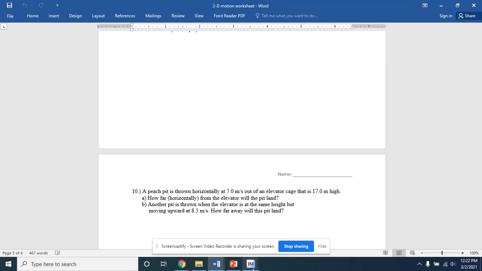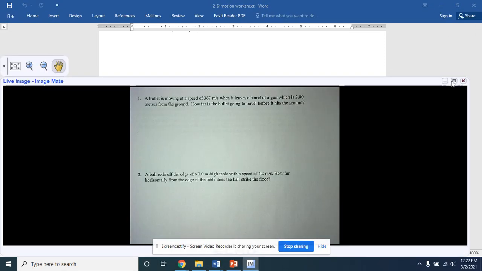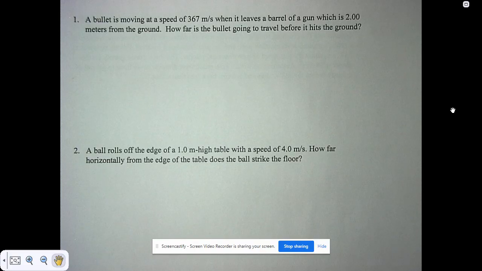Shoot a bullet straight up, it'll come back down? No, it was like if the gun's perfectly horizontal to the floor.